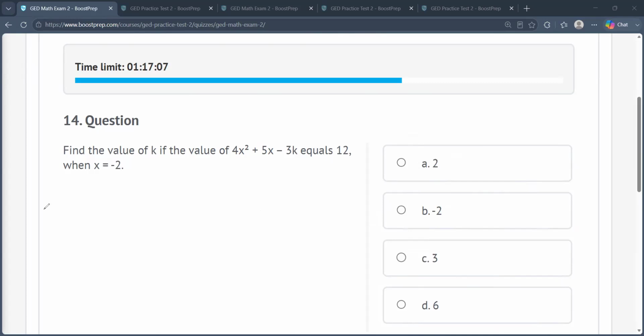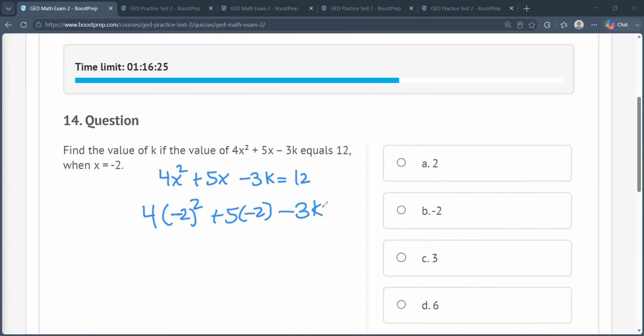Number 14 says, find the value of k if the value of 4x squared plus 5x minus 3k is equal to 12 when x is negative 2. So you have 4x squared plus 5x minus 3k equals 12. And then what we could do is replace wherever you see an x with negative 2. So it's 4 parentheses, I like to use parentheses to represent multiplication, 4 parentheses negative 2 squared plus 5 times negative 2 minus 3k equals 12.